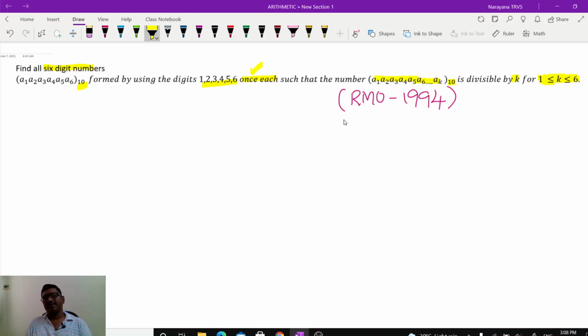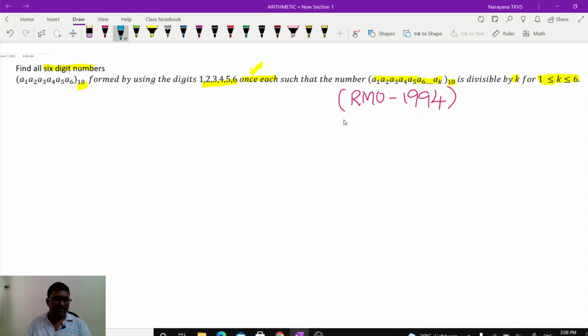So what was the condition given? The last digit is AK, so the number has K digits. If the number has K digits, it must be divisible by K. Suppose a number has 1 digit, that must be divisible by 1. A number has 2 digits, that must be divisible by 2, according to this condition.